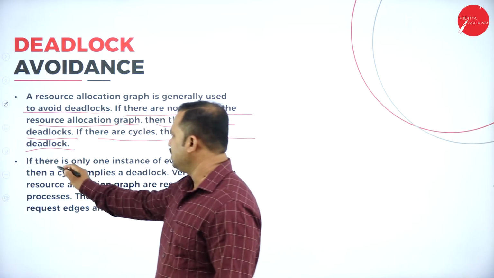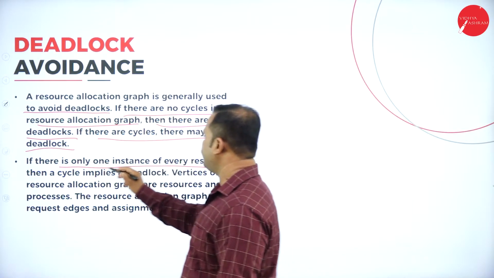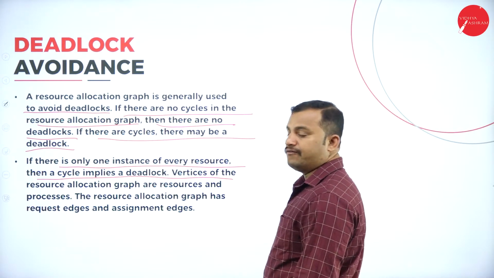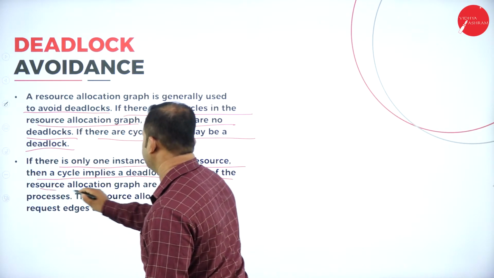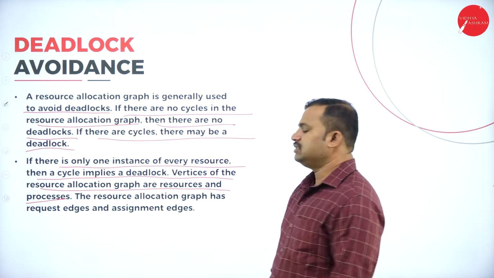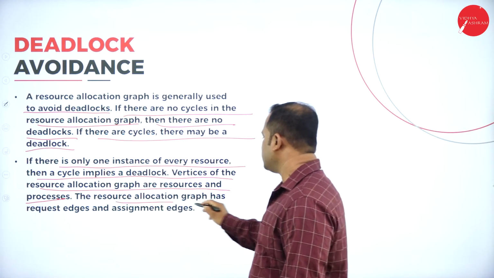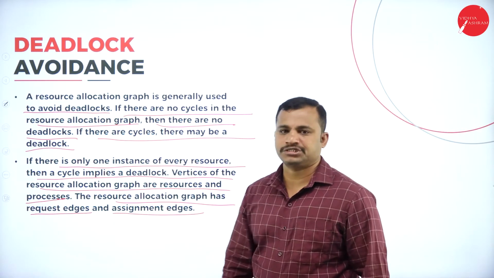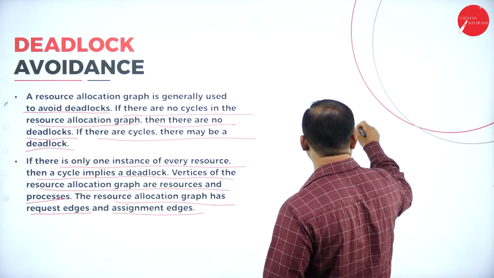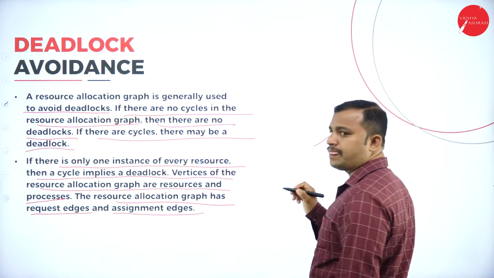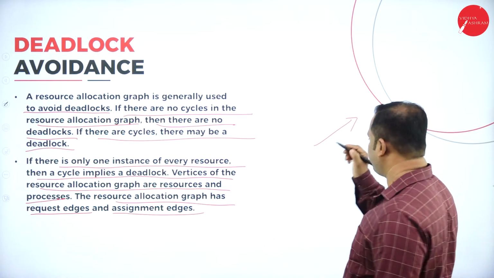If there is only one instance of every resource, then a cycle implies a deadlock. Vertices of the resource allocation graph are resources and processes. The resource allocation graph has edges, that means request edge and assignment edge. A request edge is indicated by this and an assignment edge is indicated by this. We have two different types of edges.